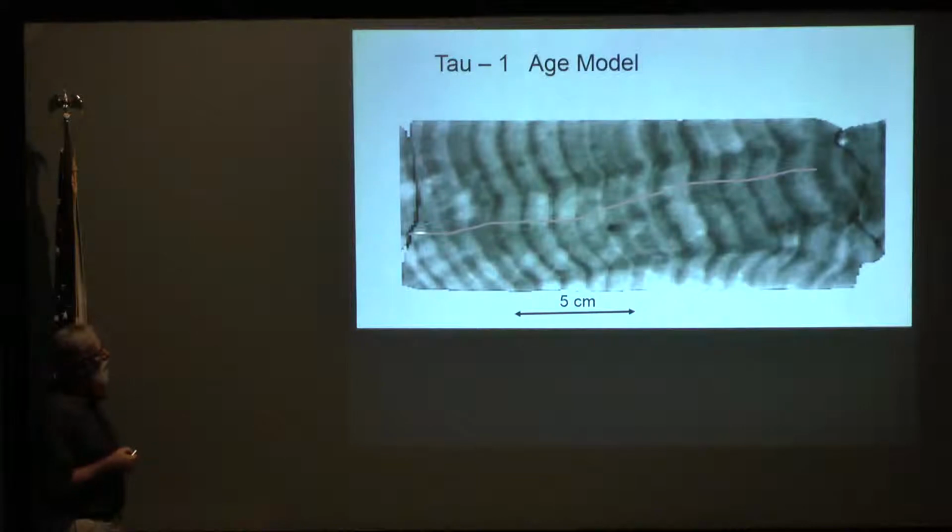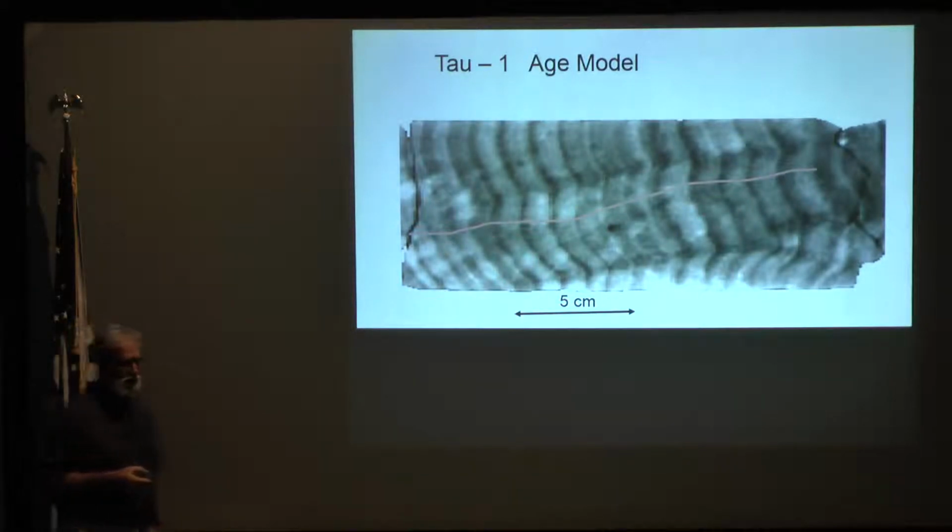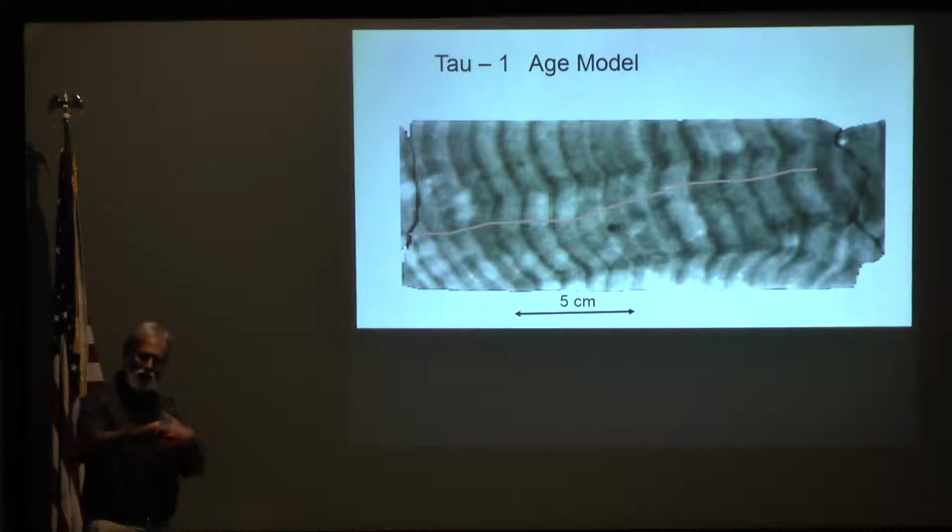So we develop an age model. Corals, as many of you know here, often produce annual growth bands, alternating dense and not so dense portions of the skeleton. The scale's about 1 centimeter per year here. And here's a sampling transect.